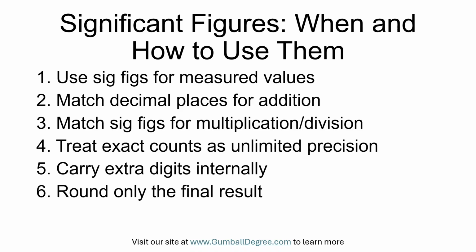When you add or subtract, match the decimal place of the least precise value. When you multiply or divide, match the number of significant digits of the least precise factor. If a number comes from an exact count or a defined constant, treat it as having unlimited precision. For careful or safety-critical work, carry extra digits through calculations internally and then round only the final result, or better yet, use full numeric error propagation to track uncertainties.